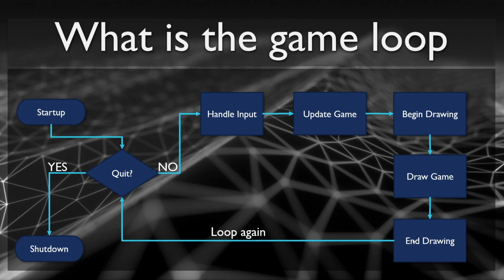Then we'll end our drawing and go back to our game loop again, which will cause the frame to refresh on the screen, and then we'll ask our question again if we want to quit. If we don't, which is most of the time, we'll go through and do this whole thing again for the next frame. When the game is finally over, the loop will break and we'll go into our shutdown code where we'll clean up.